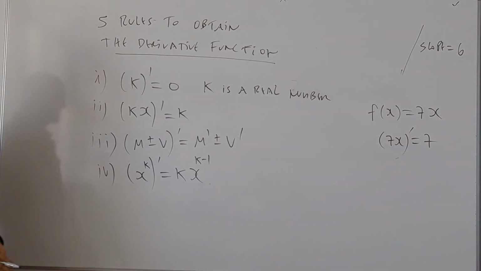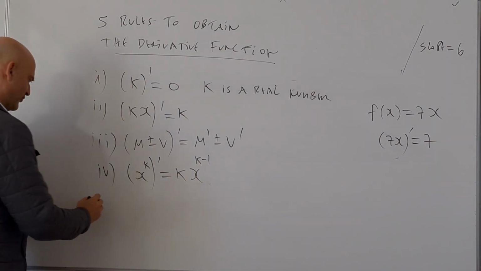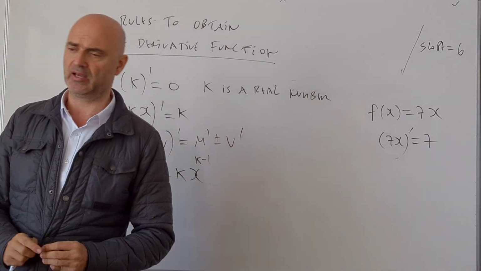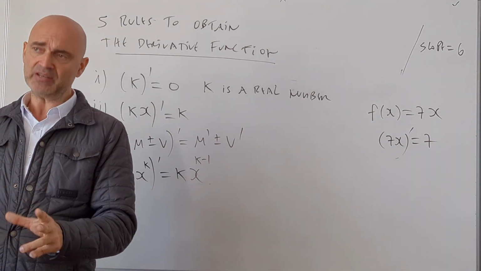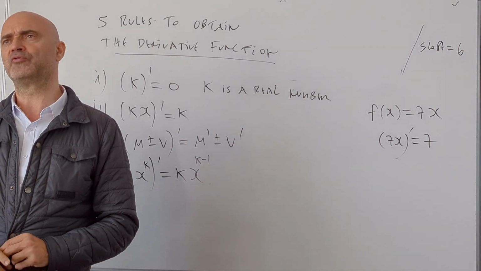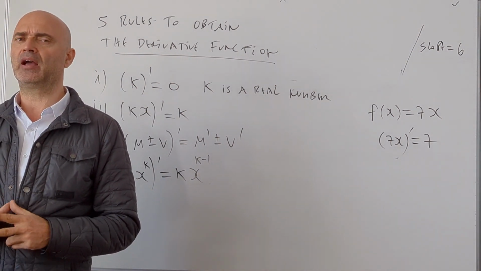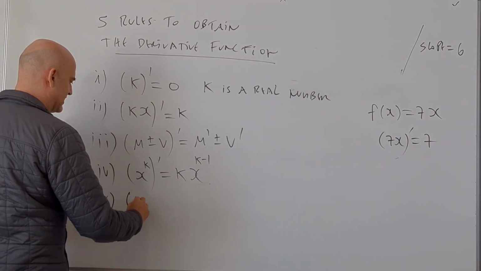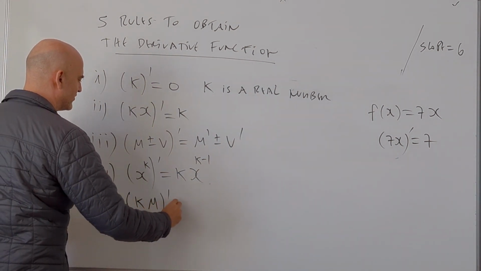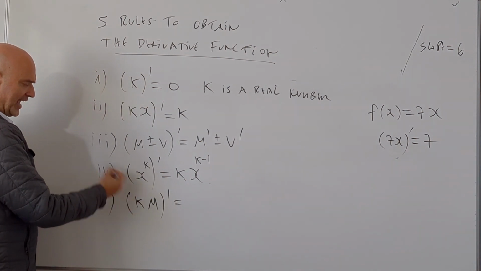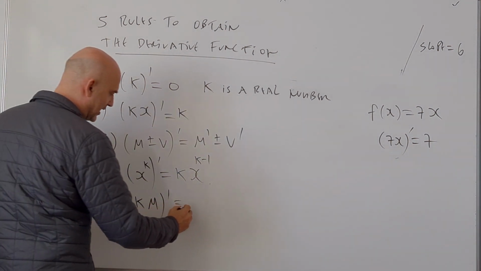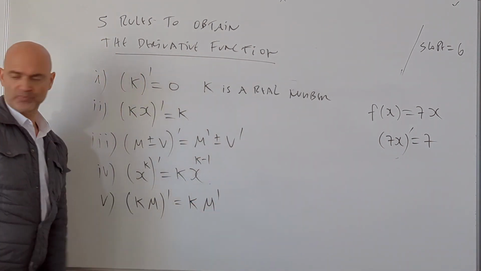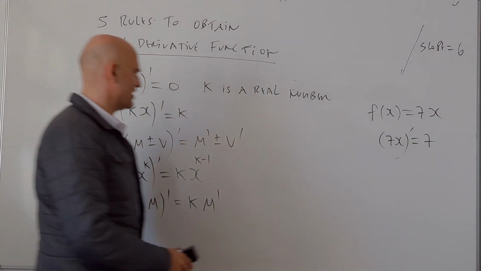And the last rule, number 5, is for when you multiply one expression that involves x by a real number. So I will write this as k times u derivative. So very easy. We move the k out of the derivative and we get k times the derivative of u. So let's give here some simple examples.